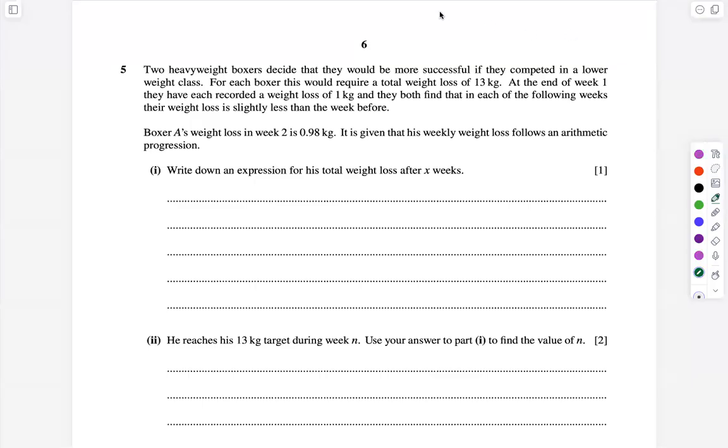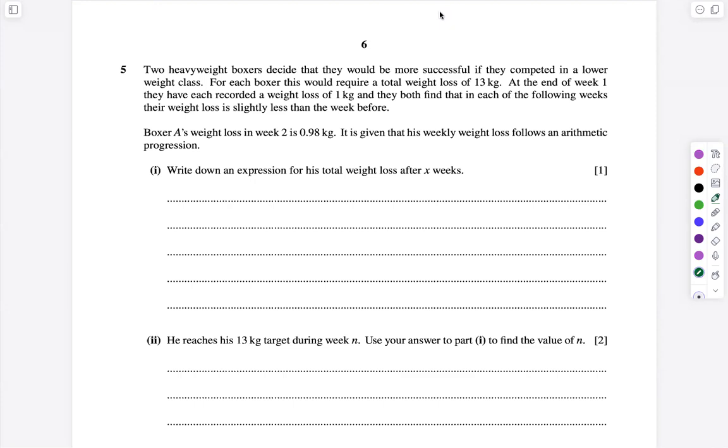In question 5, two heavyweight boxers decide that they would be more successful if they competed in a lower weight class. For each boxer, this would require a total weight loss of 13 kgs. At the end of week 1, they have recorded a weight loss of 1 kg, and they both find that in each of the following weeks, their weight loss is slightly less than the week before.